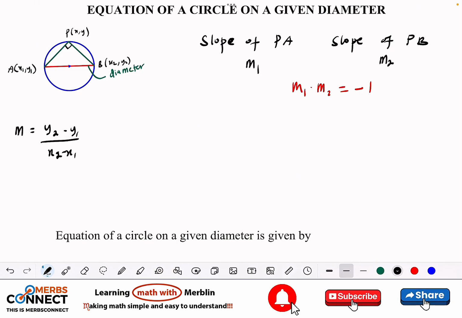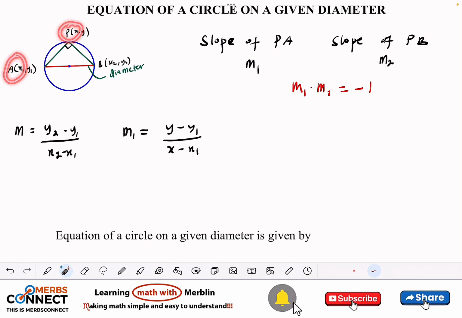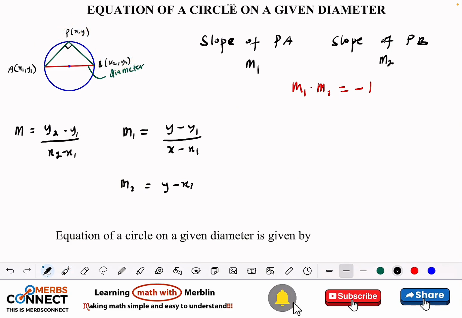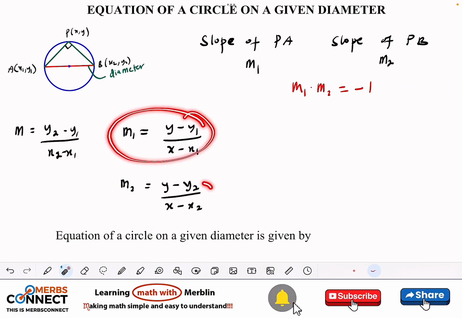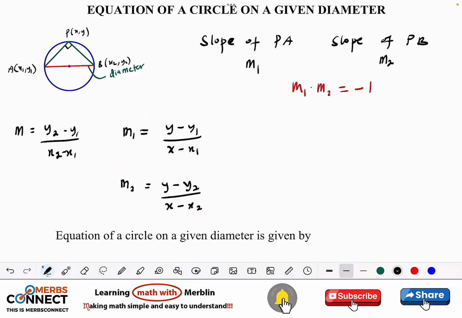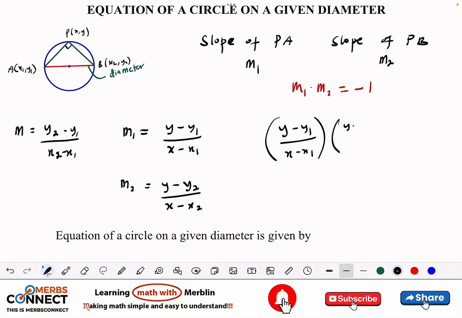My slope m1 will be y minus y1 divided by x minus x1. That will be the slope for m1. Remember, m1 is for PA. Then what will be my slope for m2? m2 is for this and that. So this is going to be y minus y2 divided by x minus x2. So we said now when I multiply m1 by m2, I should get -1. So I'm going to have y minus y1 divided by x minus x1 times y minus y2 divided by x minus x2, and this should be equal to -1.